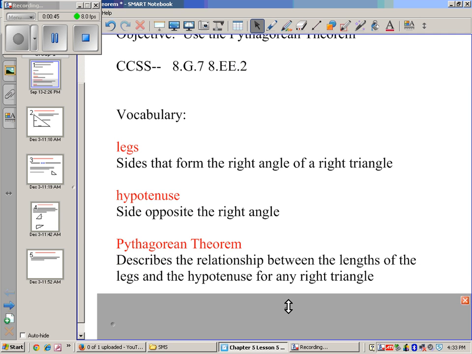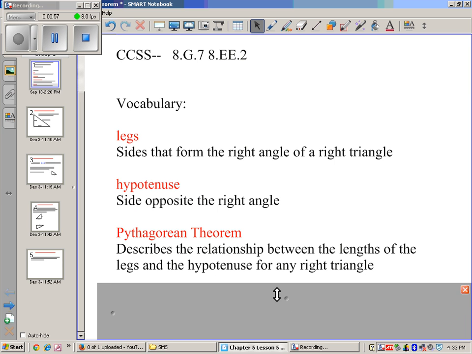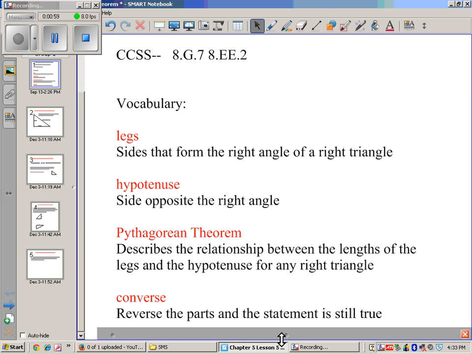Next one, Pythagorean theorem describes the relationship between the lengths of the legs and the hypotenuse for any right angle. And our last but not least is converse. Reverse the parts and the statement is still true. 2 plus 2 equals 4. 4 equals 2 plus 2. Either way you do it, it's still true.